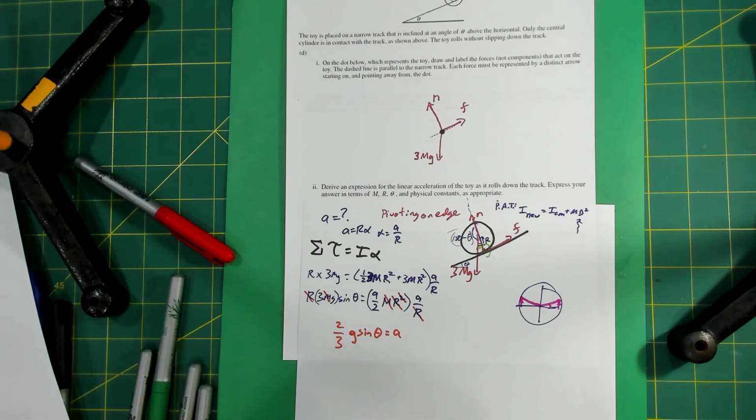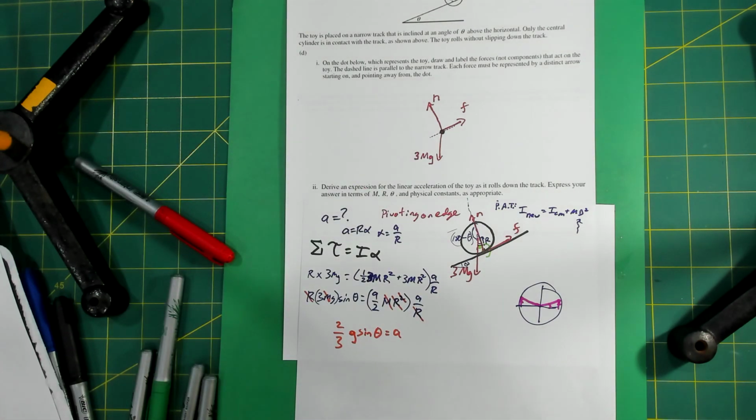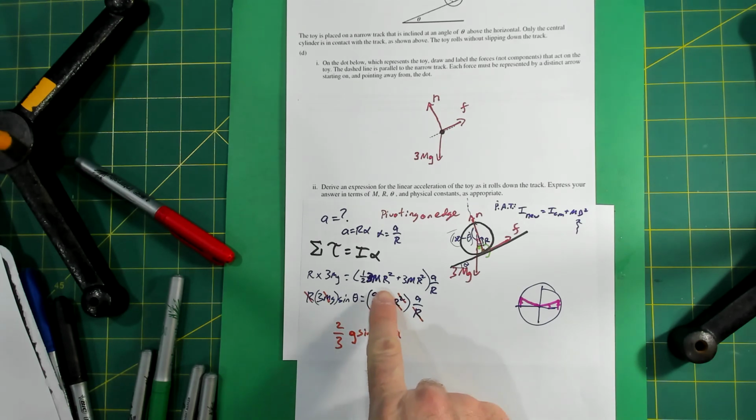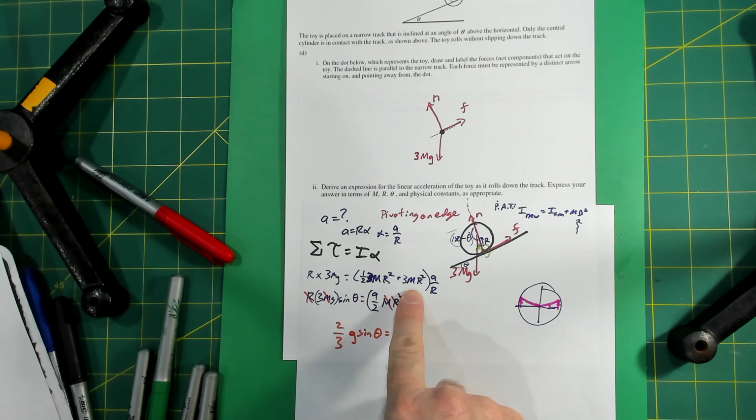And you say, Dave, that's not what you got before, which means I screwed up somewhere. I made a mistake somewhere. Where did I make the mistake? It's close. I got 2/5 g sine theta before, and here I got 2/3. So I made some kind of an error somewhere. My guess is I did the math real fast in my head here. Did I mess this up? 3 halves plus 3. 3 halves is 1.5 plus 3, 4.5. Yeah, that would be 9 halves.